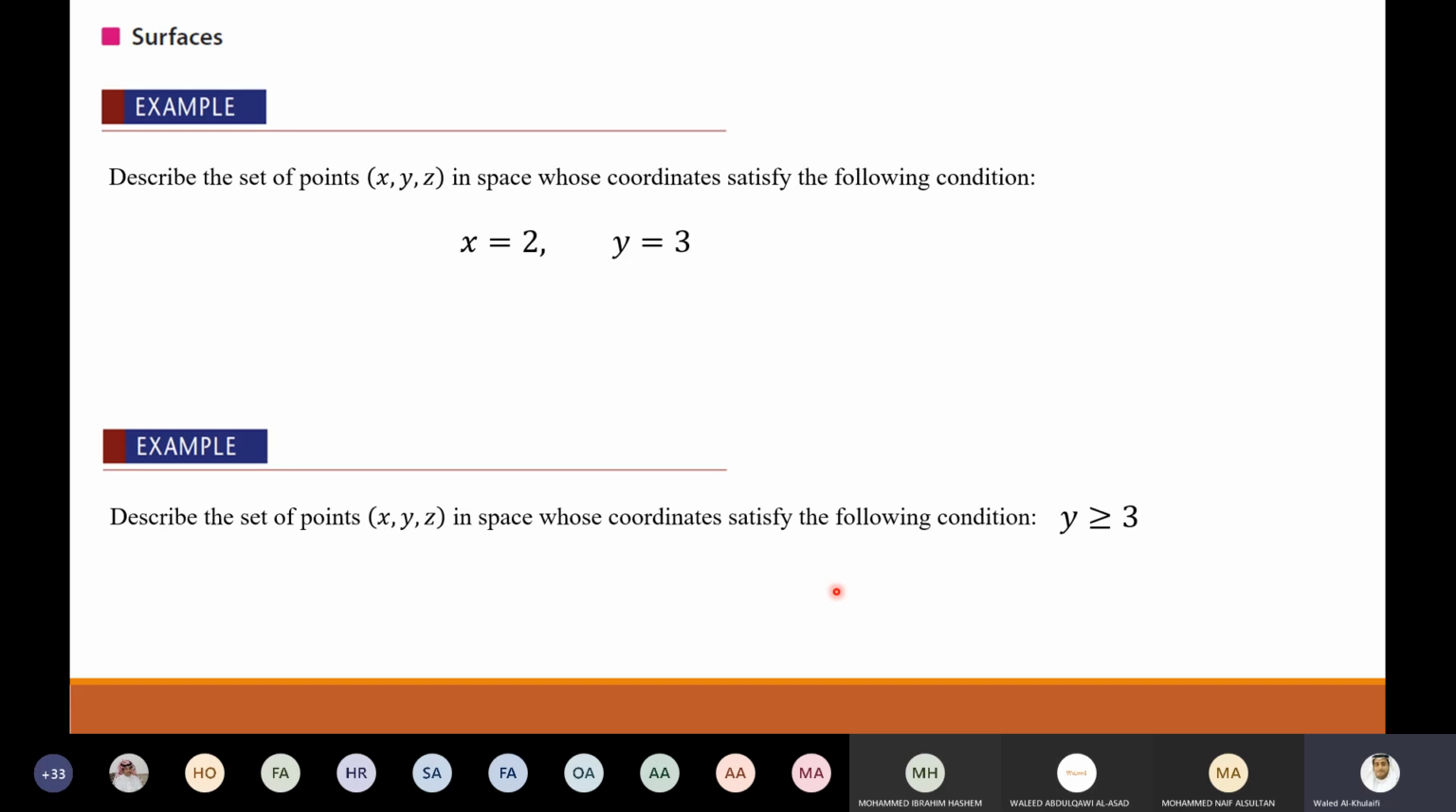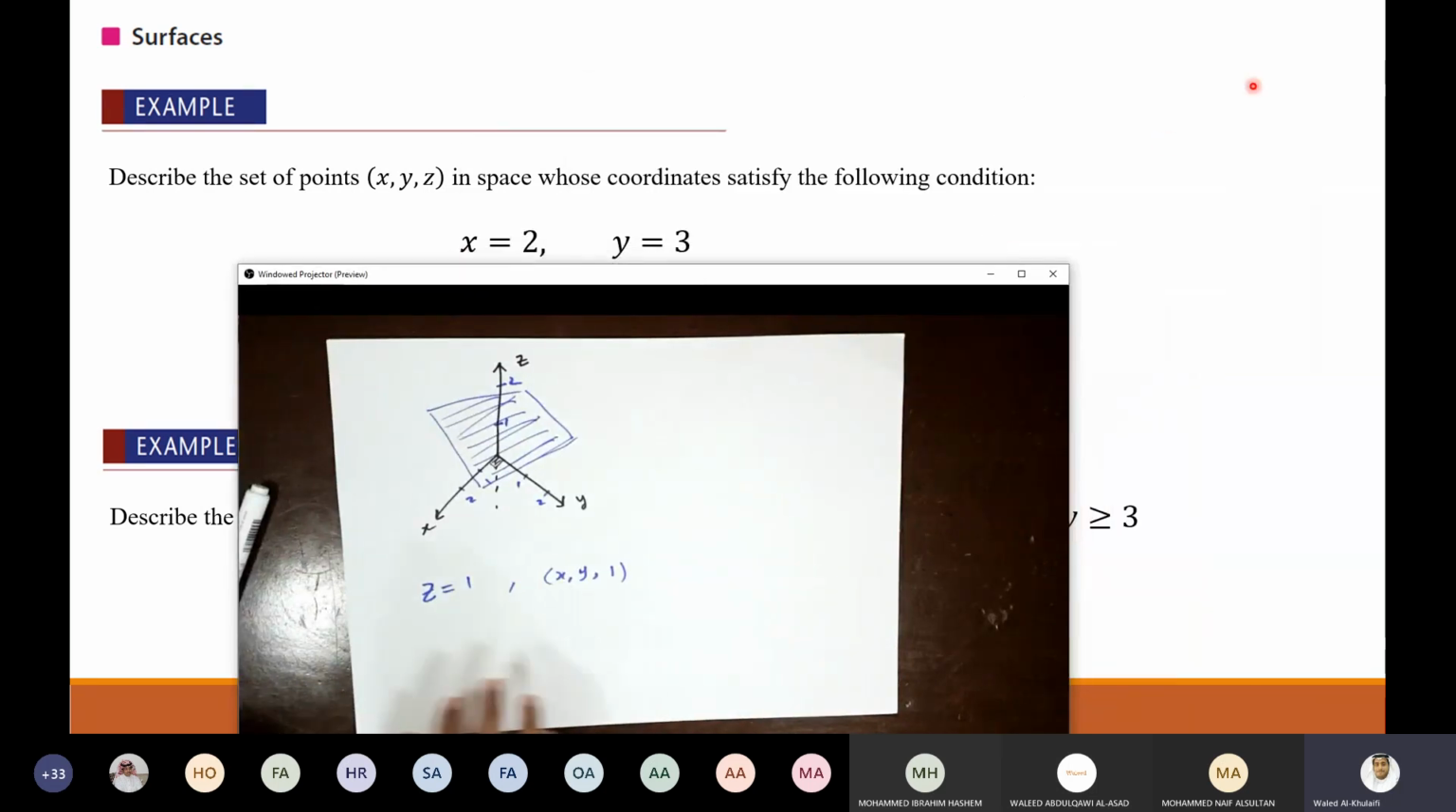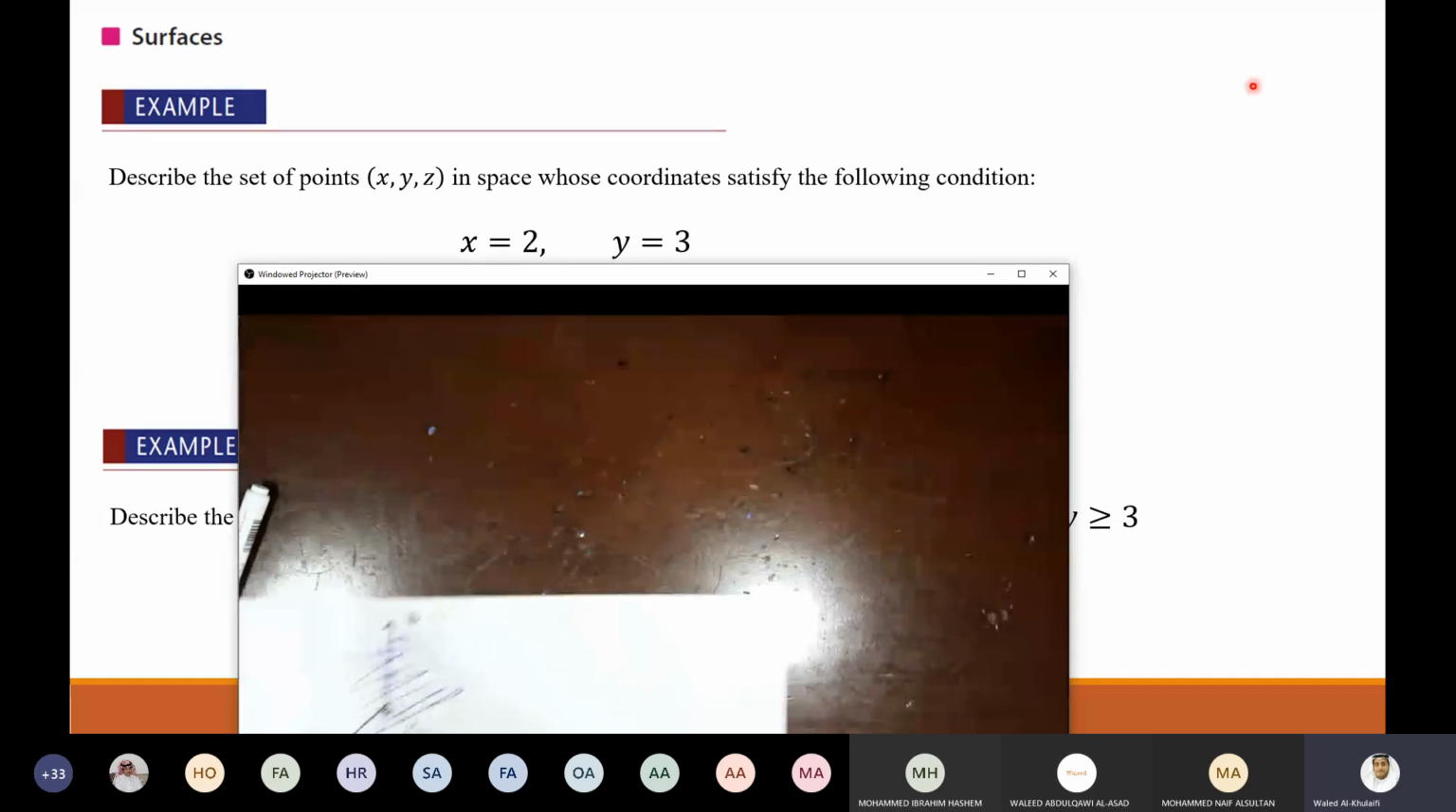Okay. We have other questions. Describe the set of points x, y, and z in space whose coordinates satisfy the following condition. Okay, so let me put it down. And we have it here. We are done with this one.